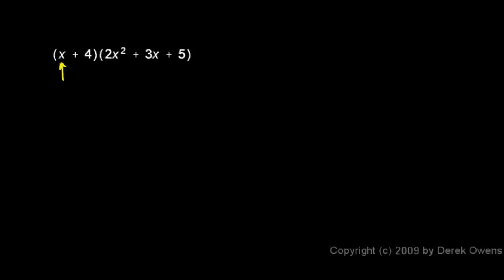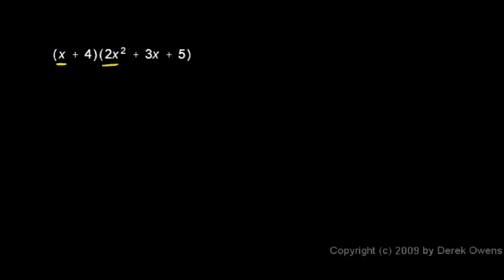I'll start with the x. I'm going to multiply the x times the 2x squared, x times the 3x, and x times the 5. And then I'll go to the 4, and I'll multiply the 4 times the 2x squared, the 4 times the 3x, and the 4 times the 5. And when I'm done with that, I will have multiplied each of these terms by each of these. I'll end up with 6 terms altogether, and I'll combine the ones that can be combined as like terms to simplify my answer. So let's start here.